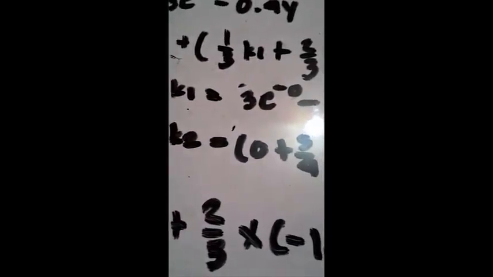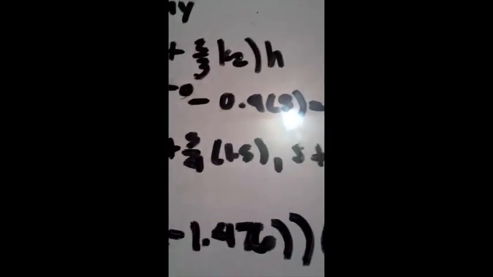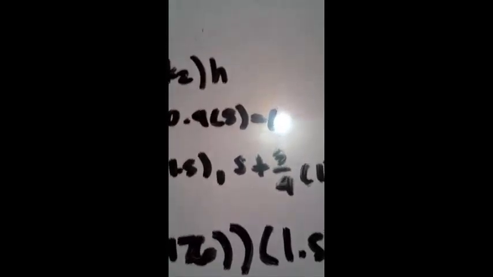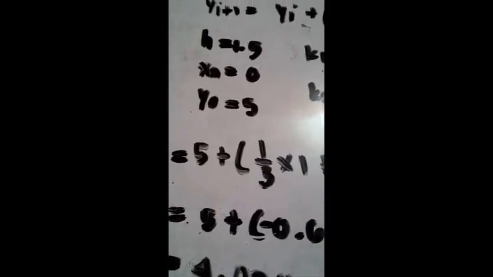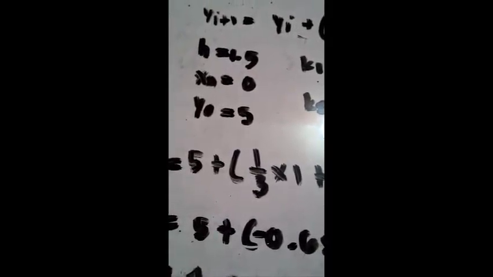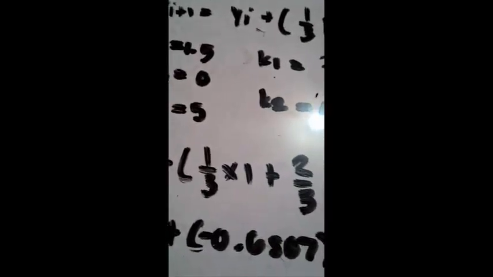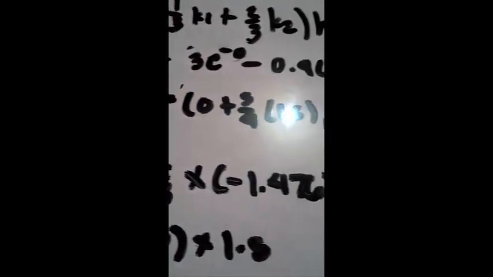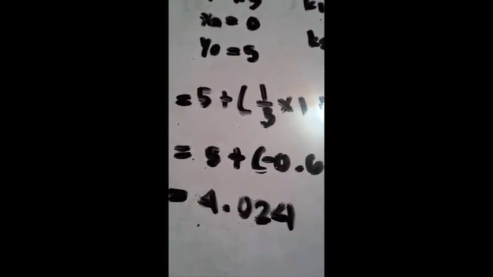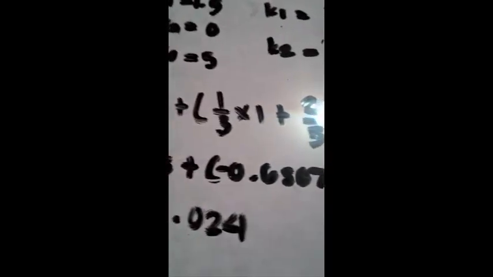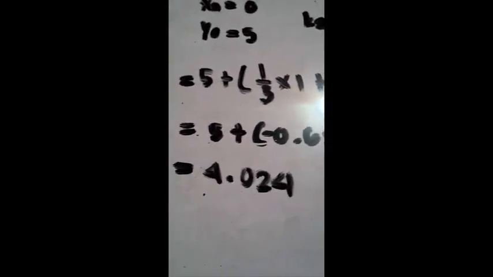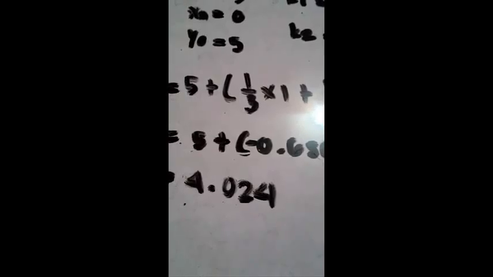Our k2 is equal to 0 plus 3/4 times the step size 1.5. Then y is 5 plus 3/4 times 1 times 1.5, which is equal to negative 1.476. Now we will just substitute the values from the k's into our main formula: 5 plus 1/3 times 1 plus 2/3 times negative 1.476, times the step size 1.5. Now we will just simplify it. It is equal to 5 plus negative 0.6507 times 1.5, which is equal to 4.024. That's our answer for Ralston's method.